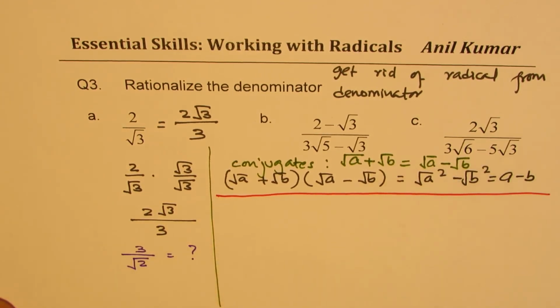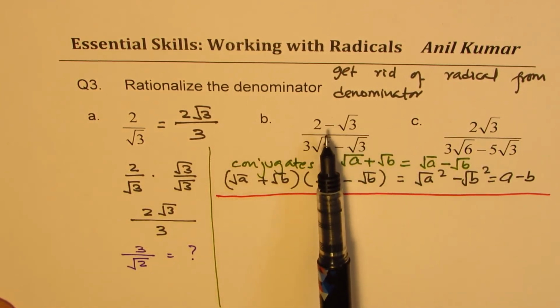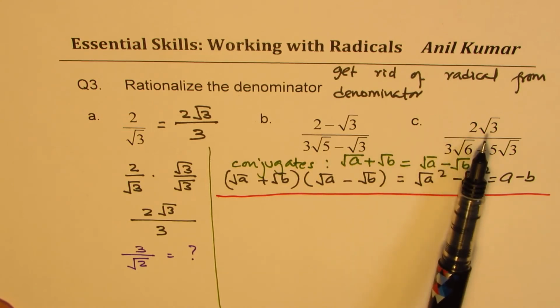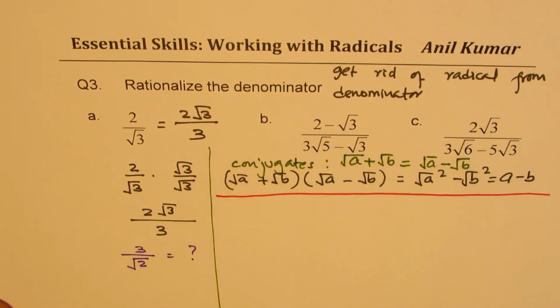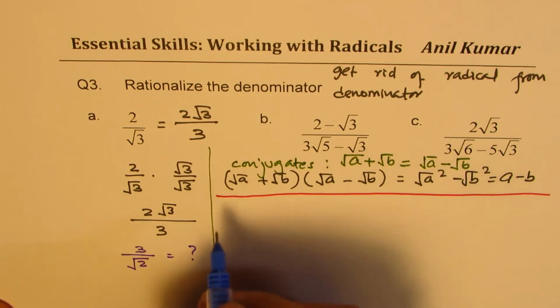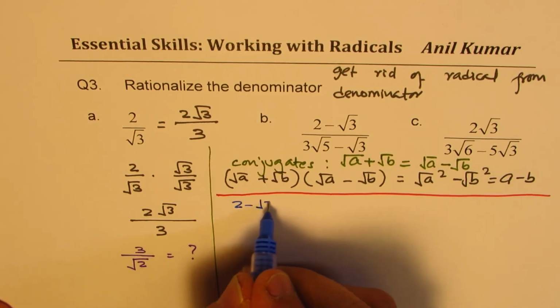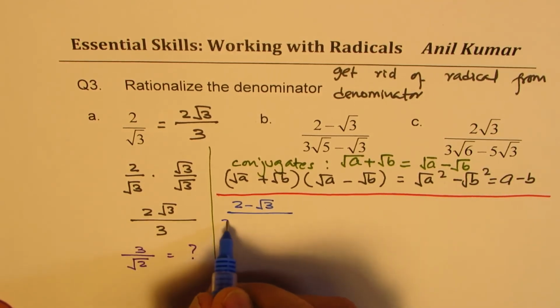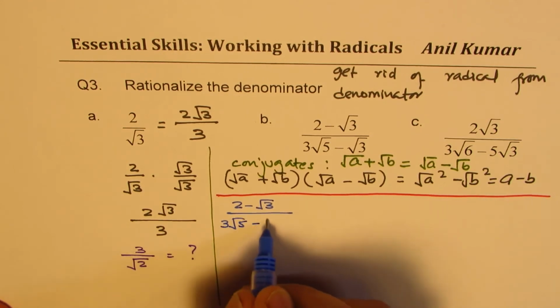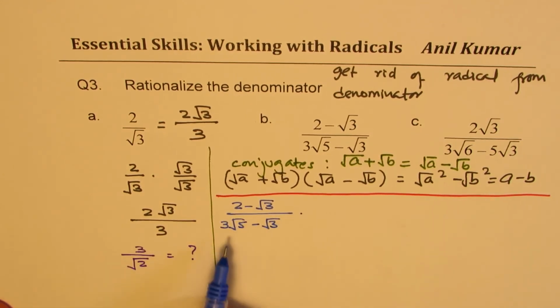So using this concept, I'll do one of them. I'll just do part B, and C is for you to practice. Is it okay? So let's do this. In part B, we have (2 minus square root of 3) over (3 square root 5 minus square root 3). Now what is the conjugate of this?